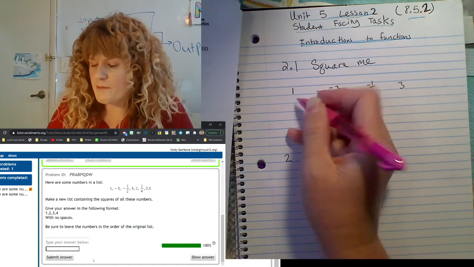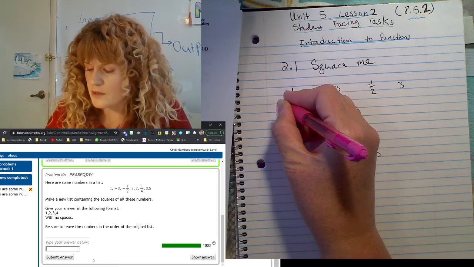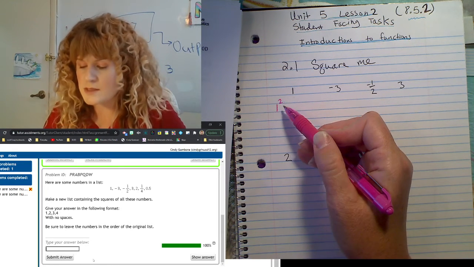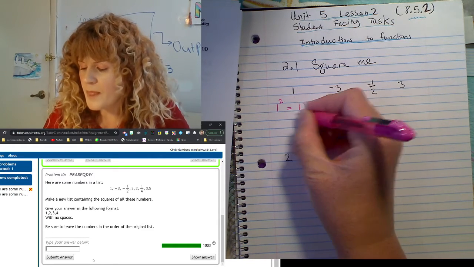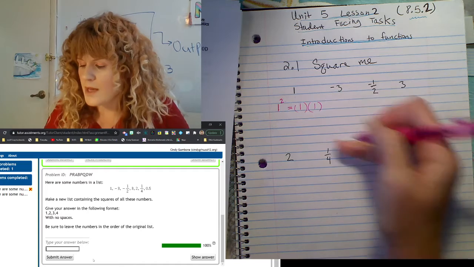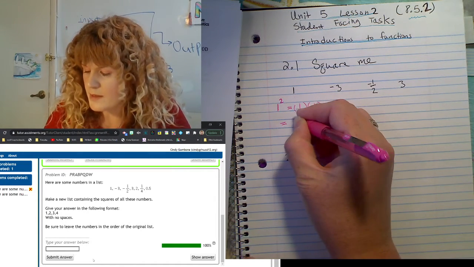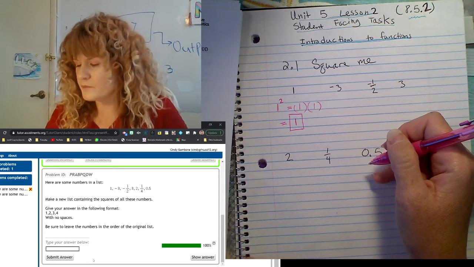So for the first number on the list, 1, if you square it, the notation looks like this. 1 to the power of 2 means 1 squared. But mathematically, that's 1 times 1. And the answer, 1 times 1, that equals 1. So 1 squared is 1.